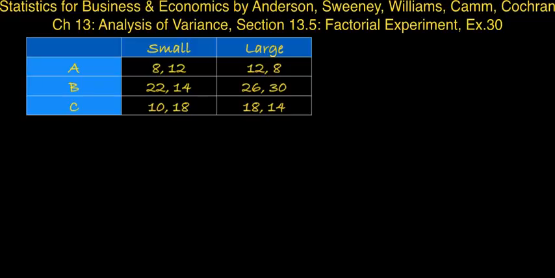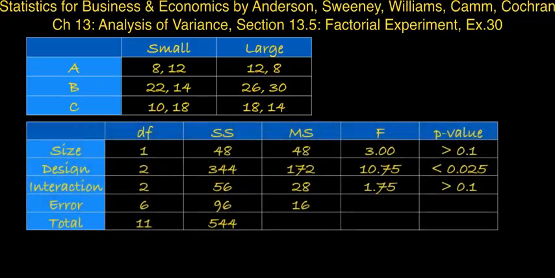Use the ANOVA procedure for factorial designs to test for any significant effects due to the type of design, the size of the advertisement, or interaction. Use alpha equal 0.05. So to solve this problem, we're going to fill in the following ANOVA table.